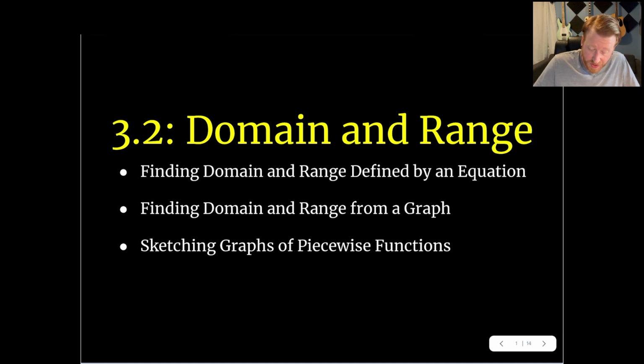So we're going to talk about finding the domain and the range when it's defined by an equation. In the last video, we started with the domain and the range and could just see the direct relationship, but we'll often describe functions by an equation, and we'll need to think about what the domains and the ranges might look like depending on that equation. We'll want to be able to find a domain and range from a graph of a function, and then we'll talk about sketching piecewise functions at the end here.